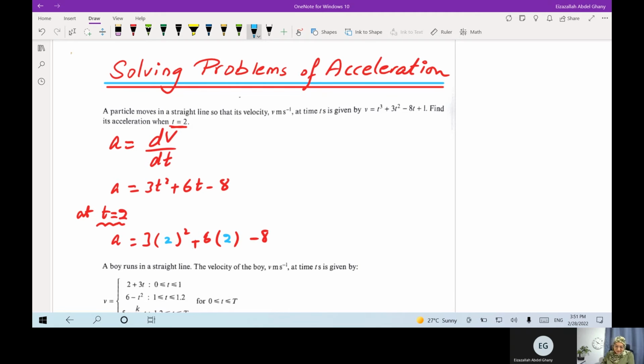Then, 3 times 4 is 12, plus 12 minus 8. It will be 16. Remember the units of measuring: meters per second squared.